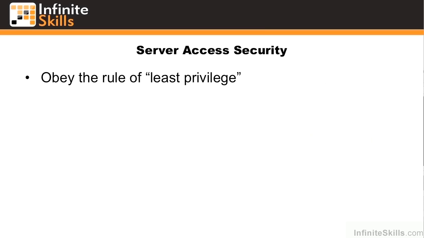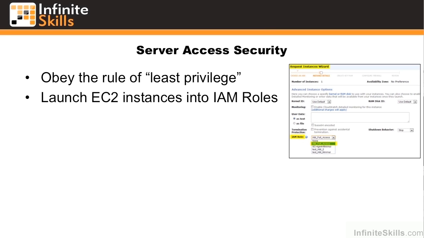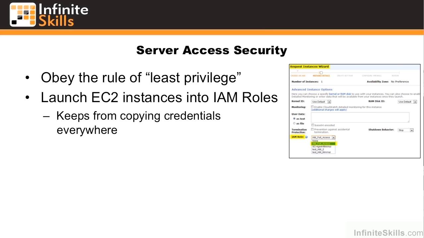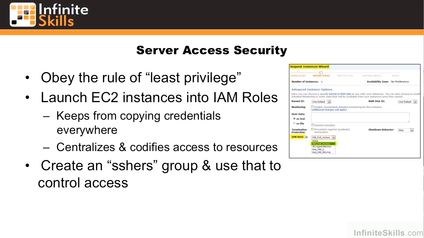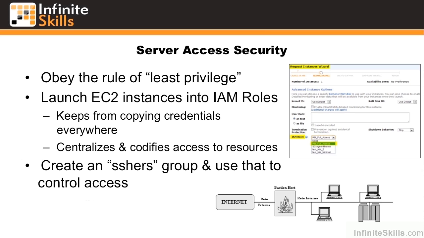When we talk about server access security, again, we're going to want to obey the rule of least privilege. Try to launch EC2 instances into IAM roles. This keeps you from copying credentials all over the place, and it centralizes and codifies the access to your backend AWS resources. Something I really like to do is create an SSHers group and use that to control access. I make sure that only users which are in this group have access to the SSH daemon.